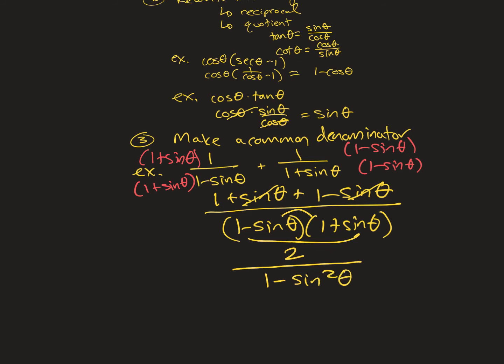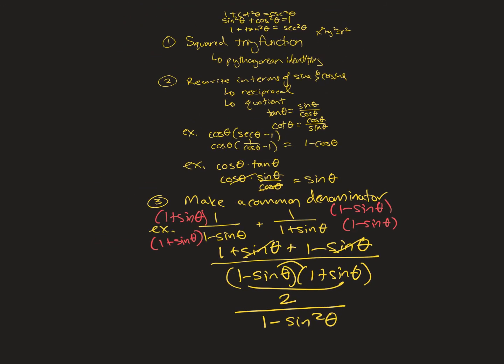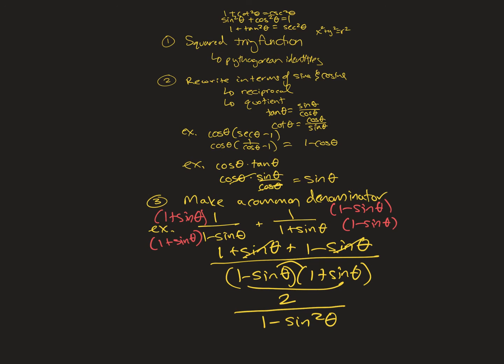And as we mentioned above, bells should go off here when I've got something squared. Let's go back to my Pythagorean identities. Is 1 minus sine squared equal to something? If I rearrange this Pythagorean identity, indeed it is, it's equal to cosine squared. So I've got 2 over cosine squared theta.